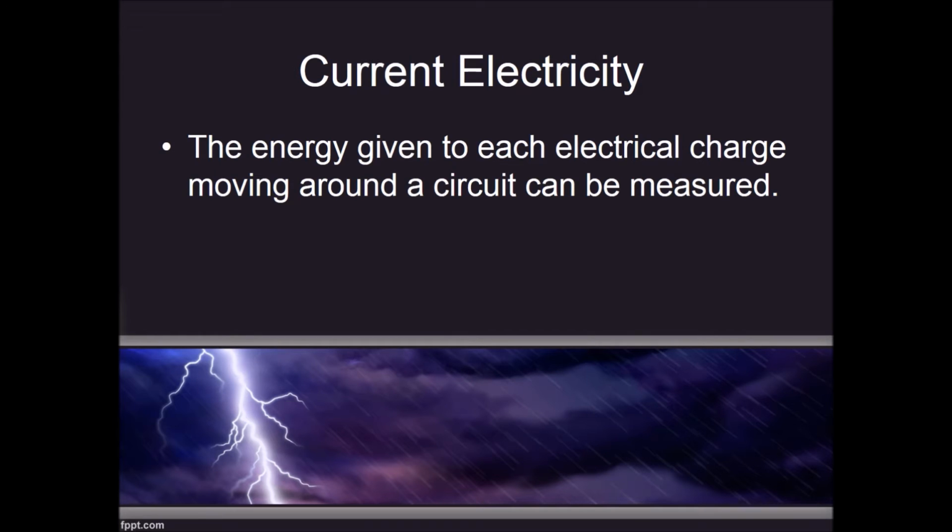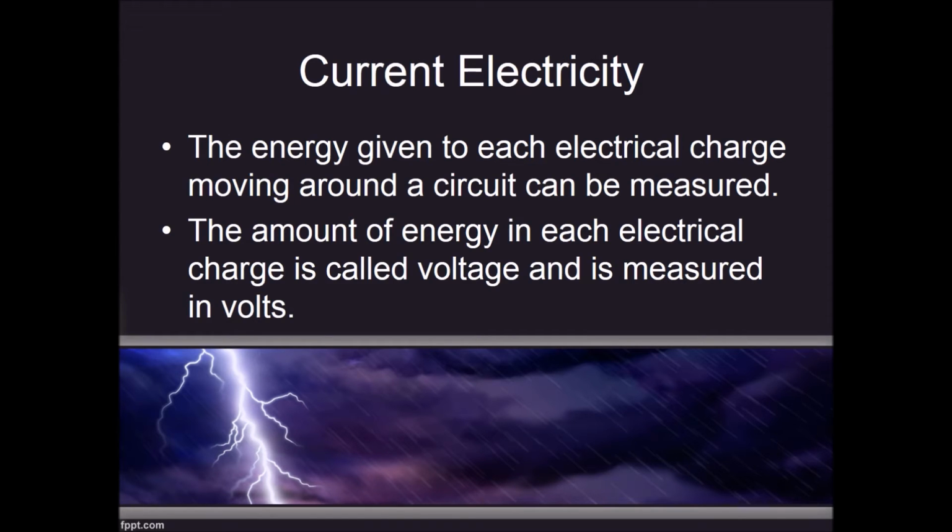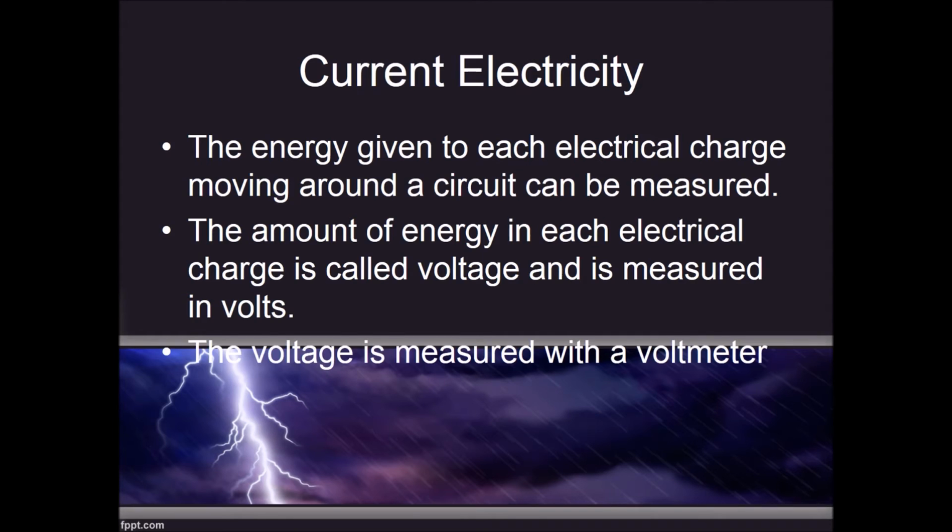Now, there's a different property we can look at in electricity, and that's to do with how much energy is given to each electrical charge. So it's a bit like the power source revs up your charges and gives them a particular amount of energy and then sends them around the electrical circuit. The amount of energy in each electrical charge is called the voltage, and it's measured in volts. And the voltage is measured with a voltmeter.